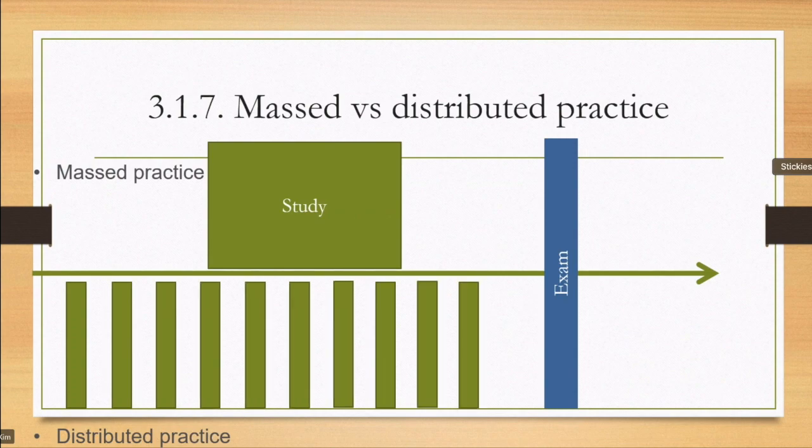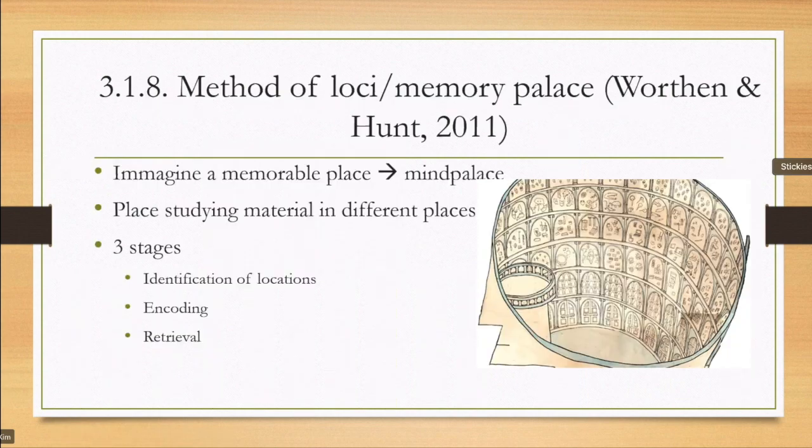And this is also very easy. Basically, mass practice is way less efficient than distributed practice, but I think that's very self-explanatory. And the method of loci and the memory palace is about identification of locations, encoding and retrieval. That's how it works. The Mind Palace, a game we've played in class, where we had to go into our house mentally and place certain objects in certain rooms. This is just the Mind Palace theory, how you do that, and why it's important is because the encoding and retrieval works pretty well in this situation.